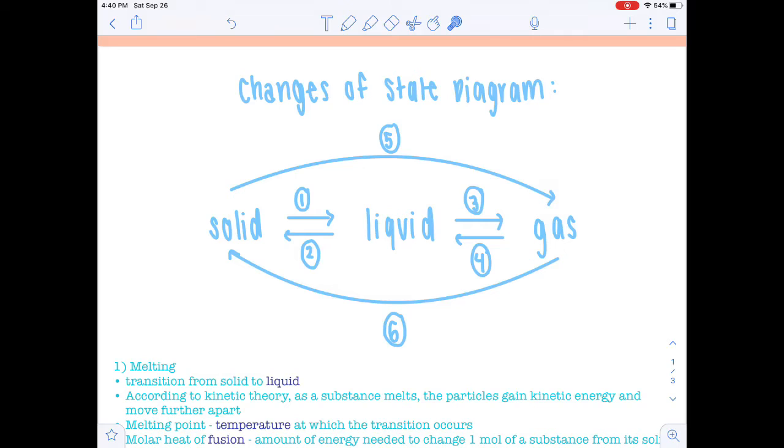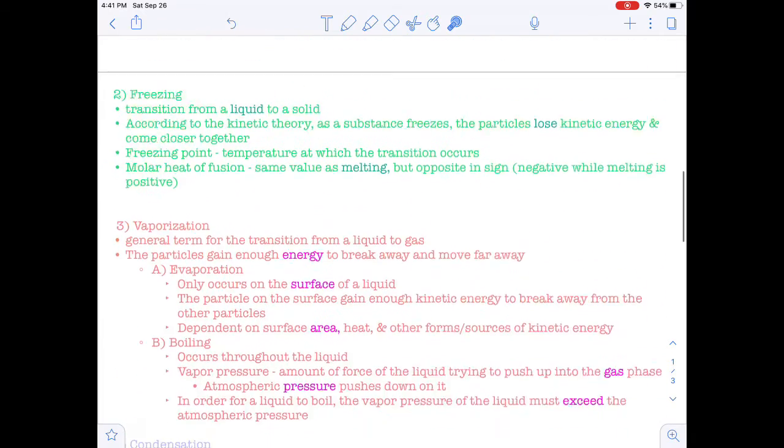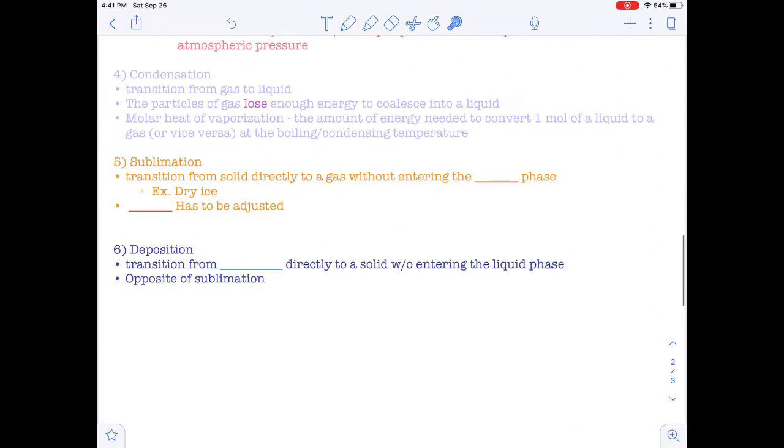But the last 2 we're going to be talking about are from a solid to a gas, which is sublimation, and then from a gas to a solid, which is deposition. We're not going to go into a lot of detail, just the basic idea so you know that this is a thing, and hopefully you can learn a little bit about these concepts. So for sublimation, you're transitioning from a solid directly to a gas without even entering the liquid phase.